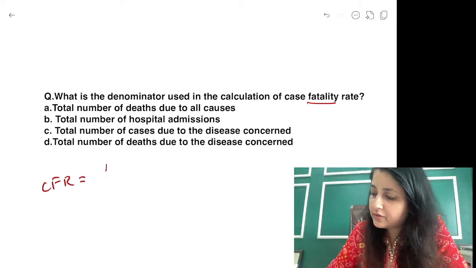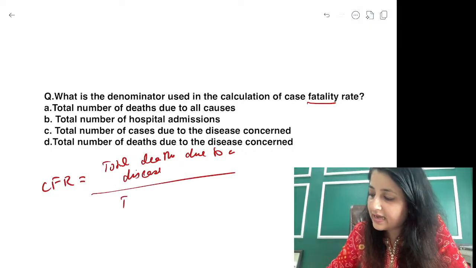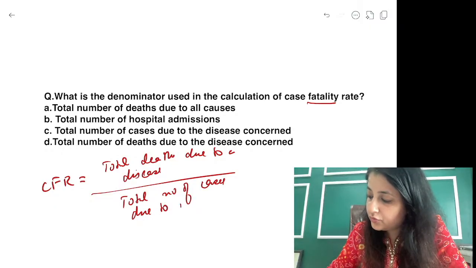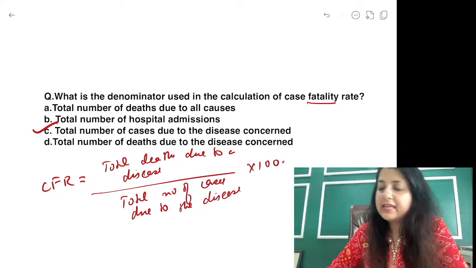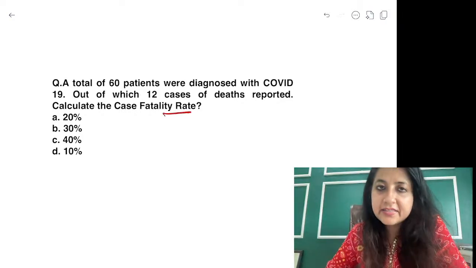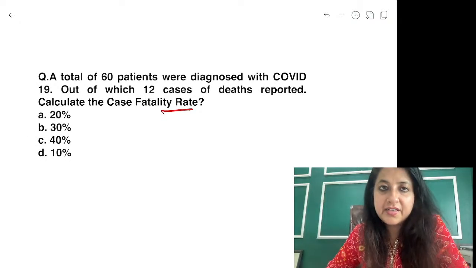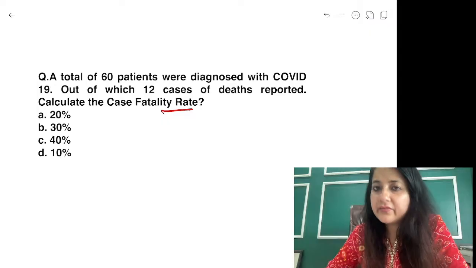Case fatality rate क्या होता है? Total deaths due to a particular disease, out of the total number of cases due to the disease, and you're also multiplying it with 100. So this is what? CFR, case fatality rate. It is a measure of virulence or severity. So quickly, as fast as possible, calculate CFR in this. A total of 60 patients were diagnosed with COVID-19, out of which 12 cases of deaths reported. Calculate CFR. What is your answer here?